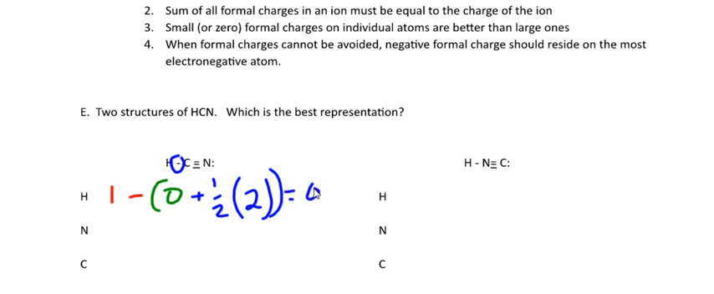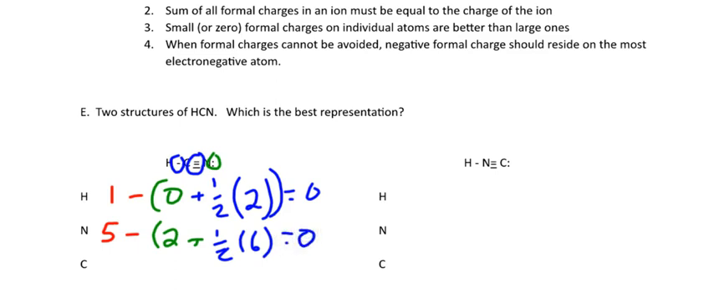Okay, let's try nitrogen. Well, how many valence electrons does nitrogen have? Nitrogen has 5. Okay, how many lone pairs are on this nitrogen? I see 2 right here. Okay, how many bonding electrons do we have? They're right here. So what's half of 6? It's 3. 2 plus 3 is 5. 5 minus 5 is 0.